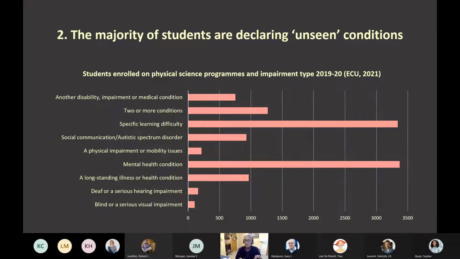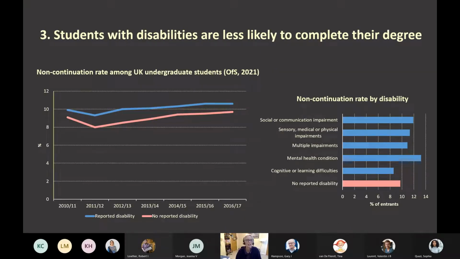What's really important from a fieldwork perspective is that these conditions are largely unseen. So if we're out in the field with a typical cohort of students, we cannot tell by just looking at this cohort of students which ones might have these kinds of conditions. Okay, so that's an important challenge that we face in the field. And again, I'll pick up on that later.